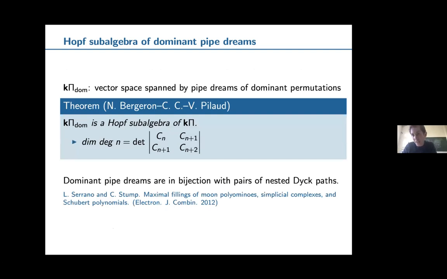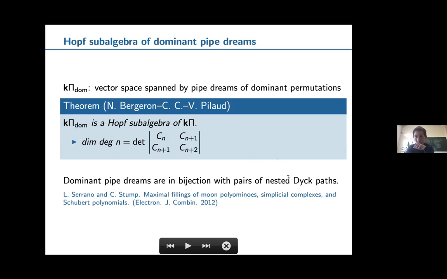Now, again, you can take the vector space spanned by pi primes of dominant permutations, and this gives you a Hopf subalgebra. The graded dimensions of these Hopf algebras are given by determinants of Catalan numbers. The reason is that these dominant pi primes are in bijection with pairs of nested Dyck paths, which are known to be counted by this nice determinantal formula.